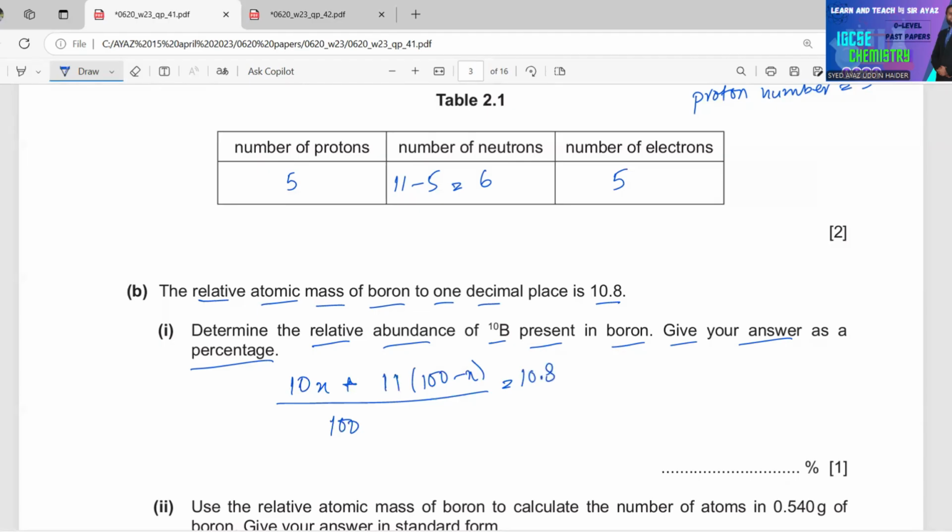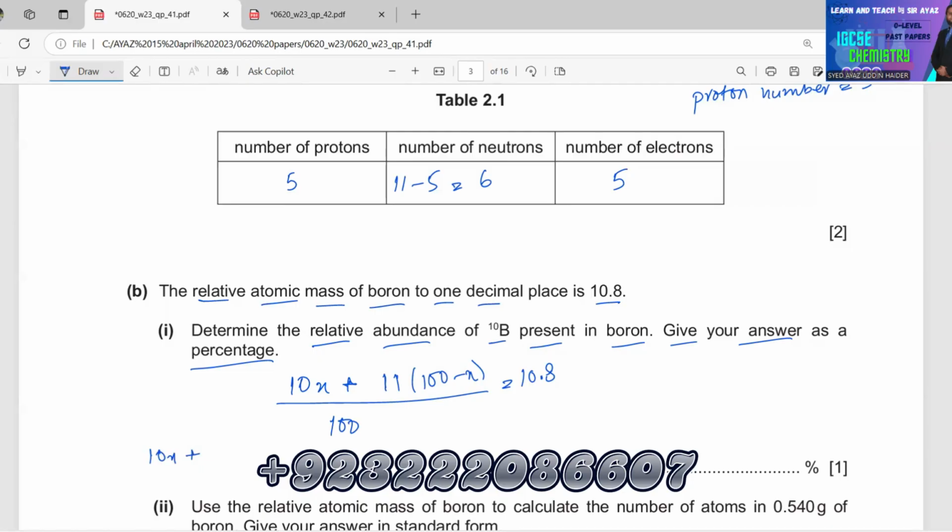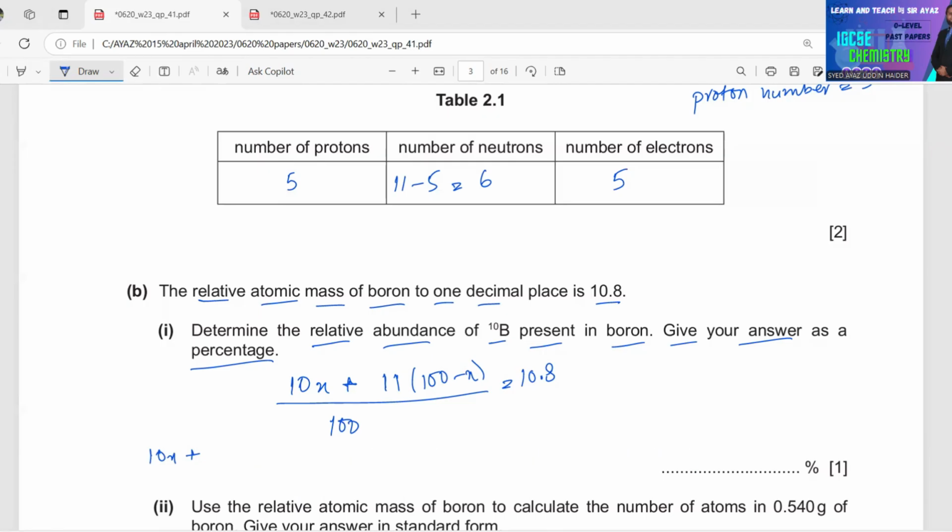Now, solving this equation, you will get 10x plus 11 multiplied by 100, which is 1100, minus 11x, divided by 100, is equal to 10.8. Now, 100 will be multiplied on both sides of the equation.